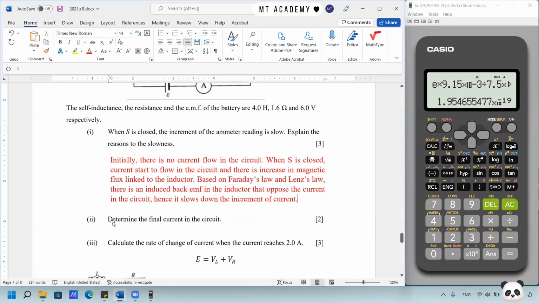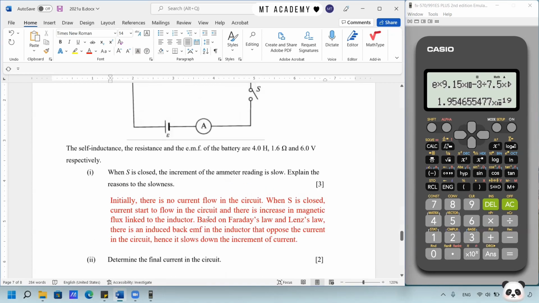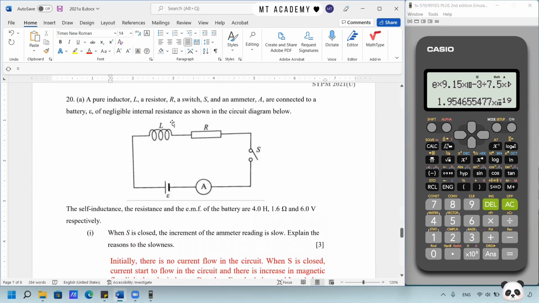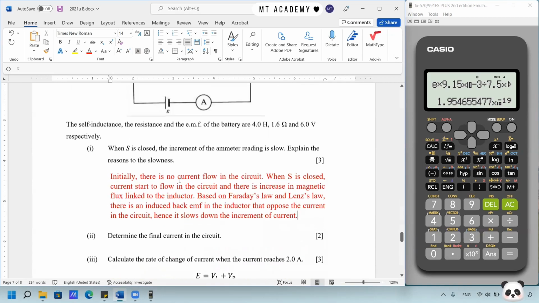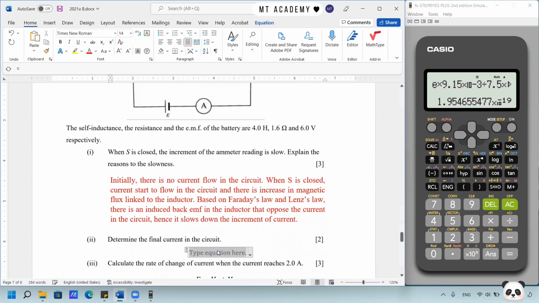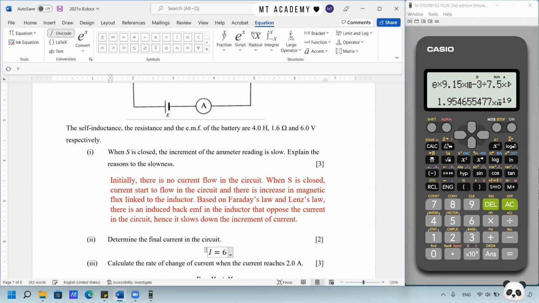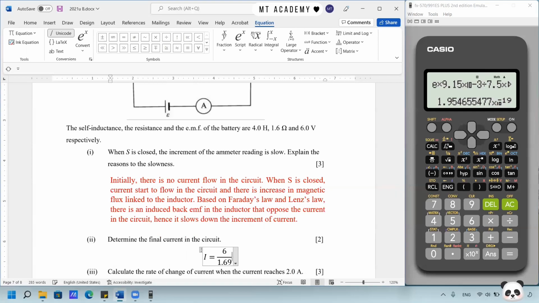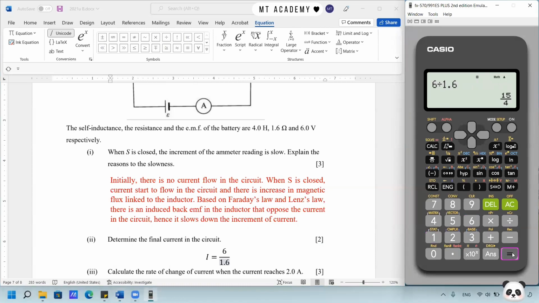Move on to the next one. Determine the final current in the circuit. So this is also about self-inductance: in the end, there is no opposition by the inductor. For the final steady state of the circuit, we can actually just short the inductor. To obtain the current, we just use V equal to IR. So we have the voltage as 6 volt. So the current is equal to 6 volt divided by the resistance 1.6 ohm. So simple, 6 divided by 1.6. So the current is equal to 3.75 ampere.